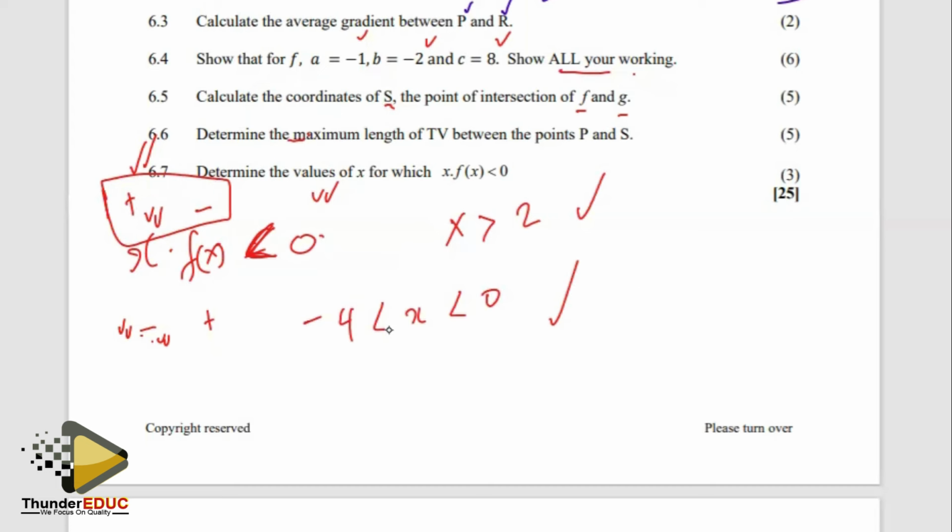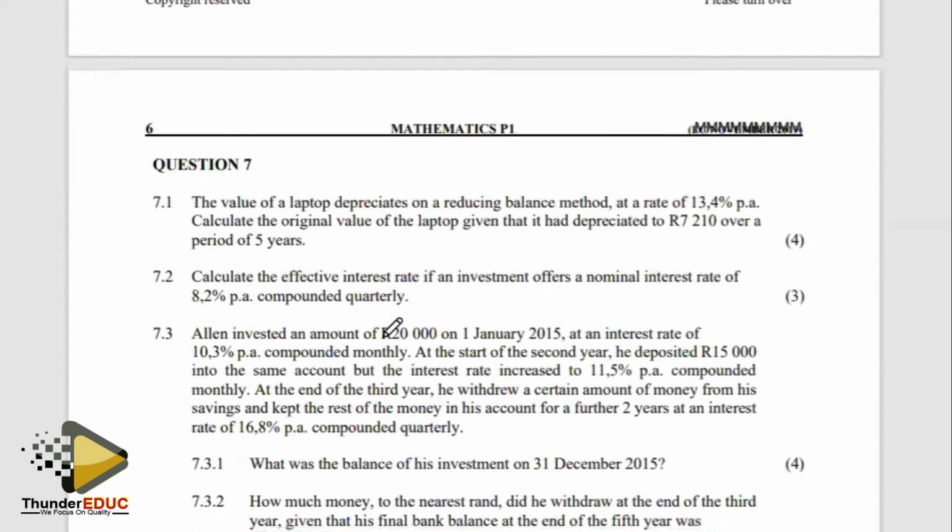Now, it doesn't end there. Sometimes even this question could be brought in the form of x over f of x is less than 0. So the idea still stays the same. This can be a positive and a negative. This can be a negative and still a positive. So regardless of how it comes, the approach should be just the same.